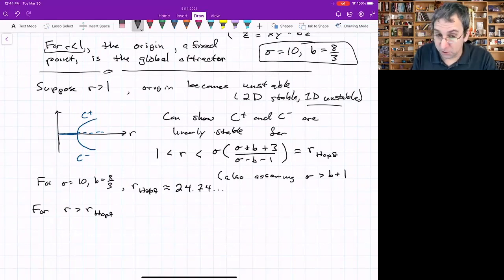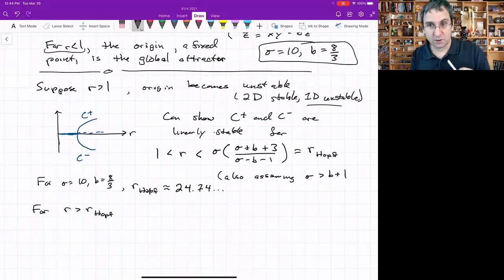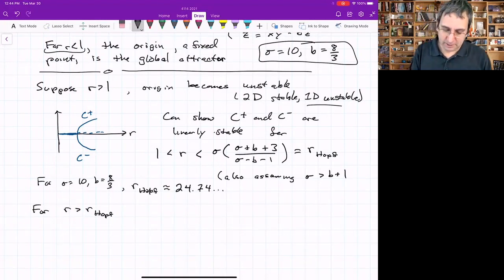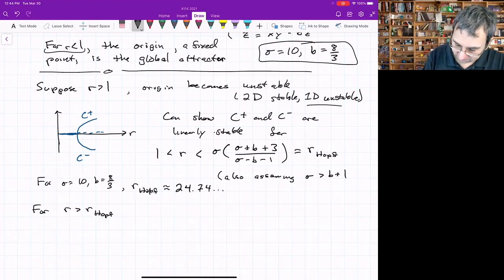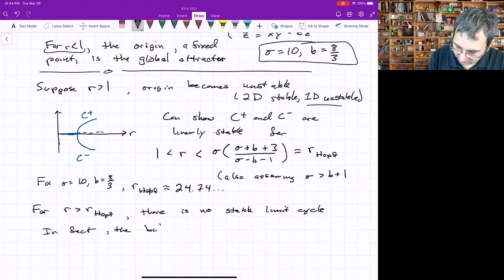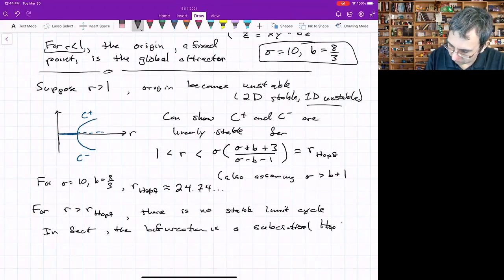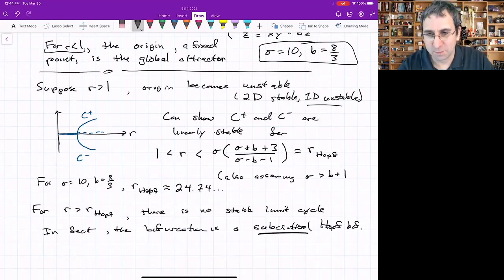If it was a supercritical Hopf bifurcation, remember the super part of supercritical means what's the stability of the new things, the new periodic orbits. In this case, this is a subcritical Hopf bifurcation. There is no stable limit cycle. The bifurcation is a subcritical Hopf bifurcation, which means that there are unstable periodic orbits that show up.